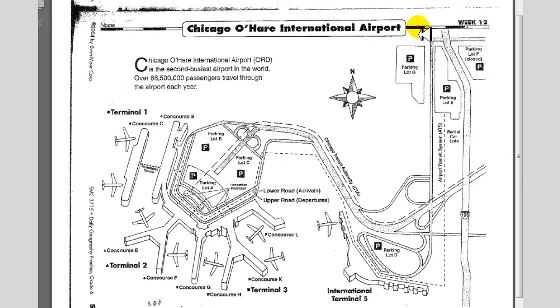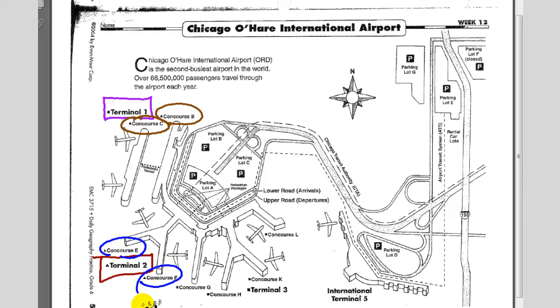We can also see that this map is broken up into terminals and concourses. I'm not going to go through each one, but here is Terminal 1, and here is Terminal 2, and so forth. Inside of that, we also have concourses. So Terminal 1 has Concourse C, Concourse B. And then we've got Terminal 2, Concourse E, Concourse F. You're going to need to know that sort of thing on the test. You're going to need to know the difference between a terminal and a concourse. And I mentioned test, but really what I mean is the map and the daily geography.